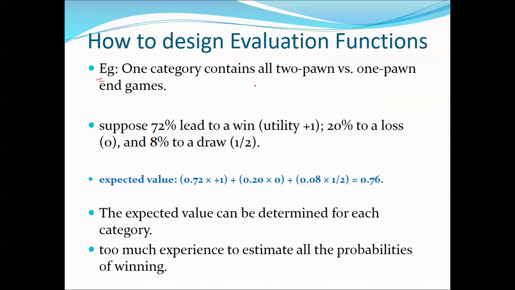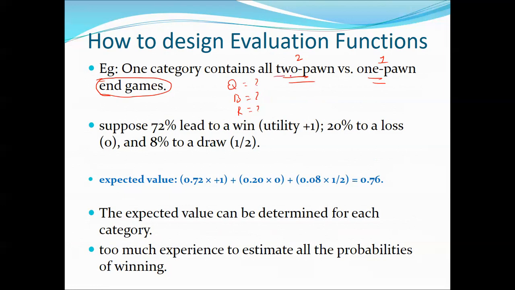Let us assume that the computer is having 2 pawns and the opponent is having 1 pawn towards the end of the game. So we don't know about the other coins, only about pawns we are talking. The computer is having 2 pawns and the opponent is having 1 pawn. How many queens does the computer have? We don't know. How many bishops? We don't know. How many rooks? We don't know. How many queens, bishops and rooks does the opponent have? All these things we don't know.